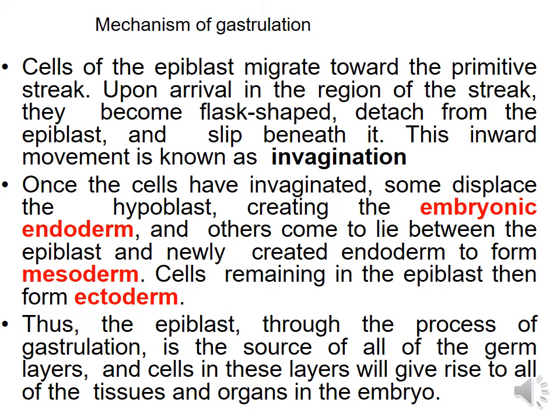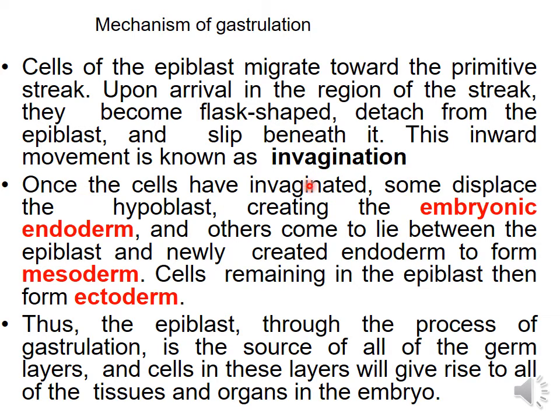Now we are going to talk about the mechanism of gastrulation. During this process, cells of the epiblast migrate toward the primitive streak. Upon arrival in the region of the streak, what will happen? These cells become flask-shaped. They detach from the epiblast and slip beneath it. This inward movement is known as invagination.